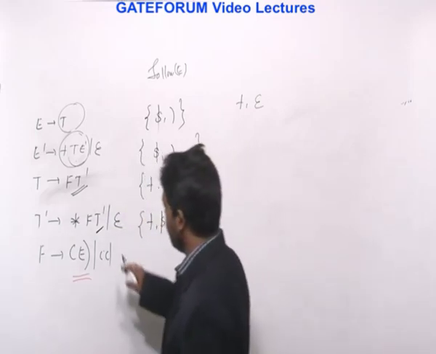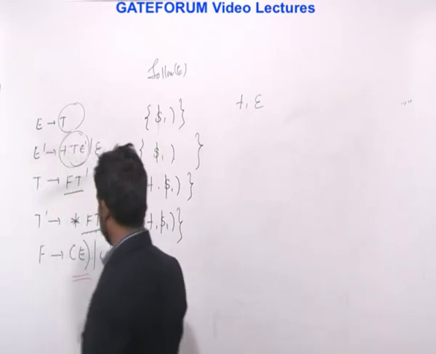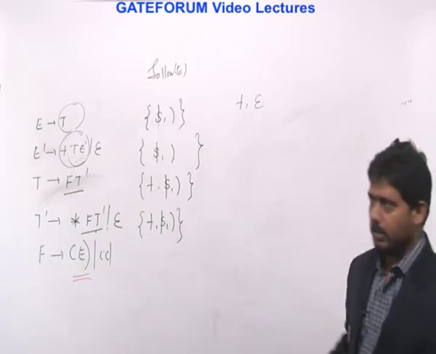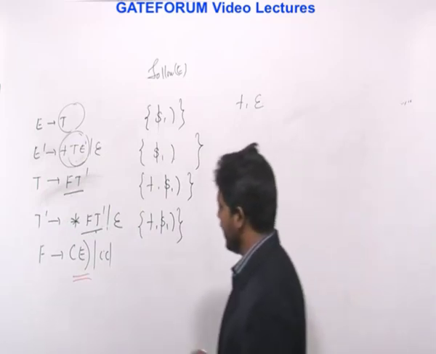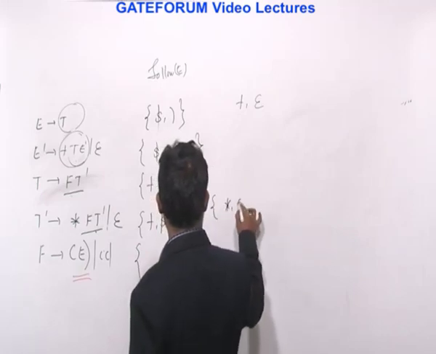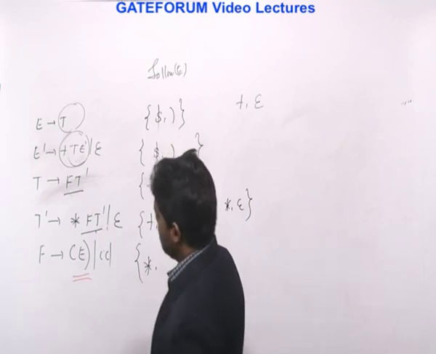Follow of F, so where is F present? F is present here, F is present here. What is the rule? F followed by a non-terminal, the rule is first of T dash. So first of T dash, if you can recall, is star and epsilon. The star I will write here.